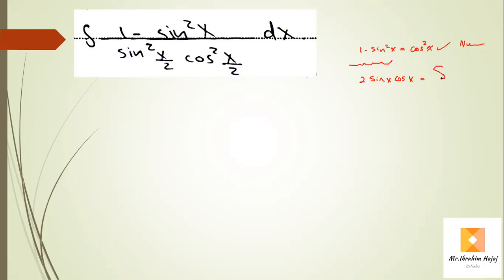It was for sine 2x, sine of the double angle. Let me take the opportunity to write the double angle identities for you. Sine 2x equals 2 sine x cosine x. And cosine 2x has 3 rules: cosine squared x minus sine squared x, 2 cosine squared x minus 1, and 1 minus 2 sine squared x.